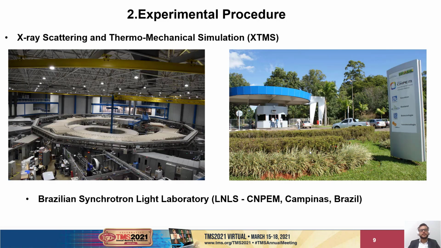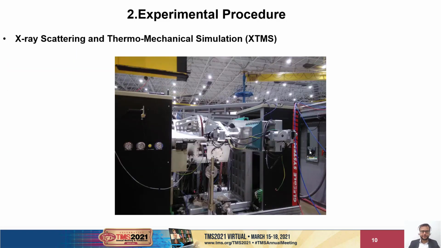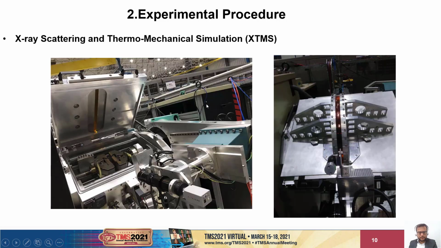The in situ tensile tests were performed using the XTMS station located at the Brazilian Synchrotron Light Laboratory in Campinas, Brazil, and it is the only place in the world where you can find a Gleeble machine integrated to a synchrotron radiation beamline, and you can perform X-ray diffraction during the tensile test. These are some images of the Gleeble machine integrated to a synchrotron beamline. This is the chamber where you place the sample, and this is the X-ray detector.